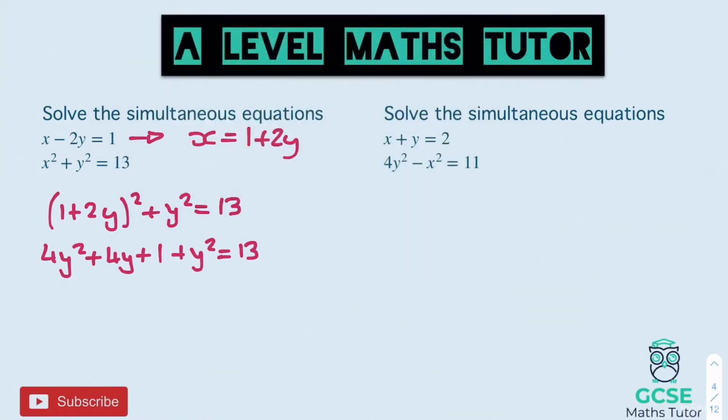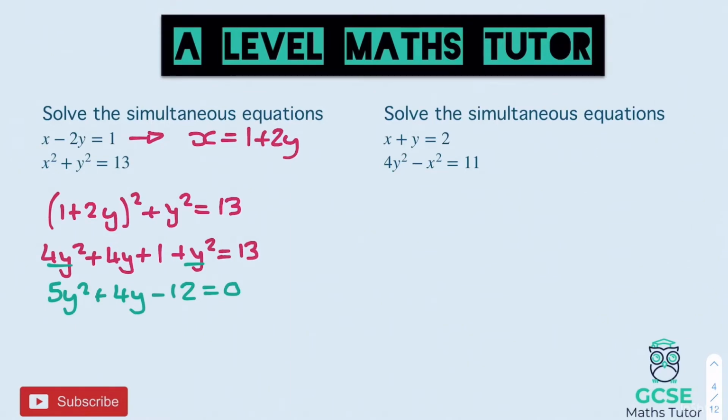So let's join up these y squareds. That gives us 5y squared in total, plus the 4y, and I'm going to move that 13 over now rather than writing out two lines. We've got 1 at the end, take away 13, which is going to leave us with minus 12, and that will equal 0. There we go. And then we need to factorise this.